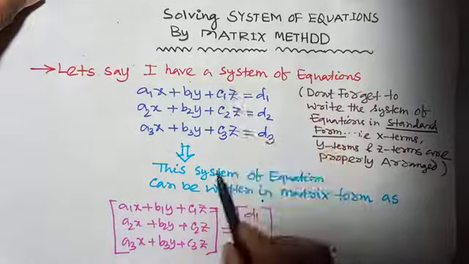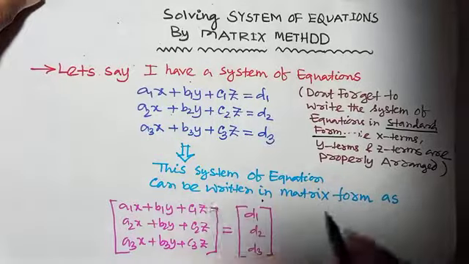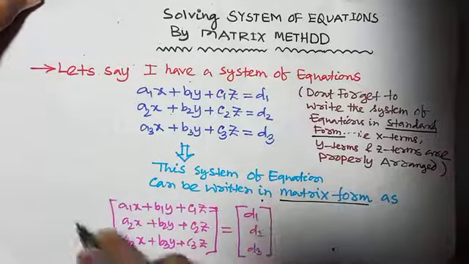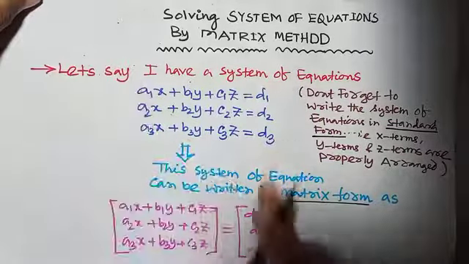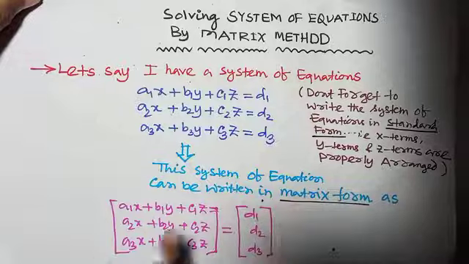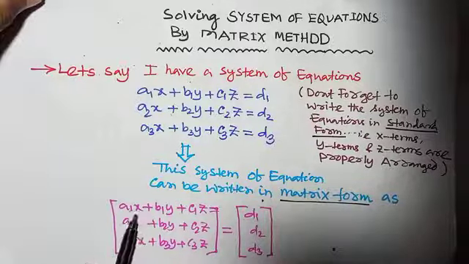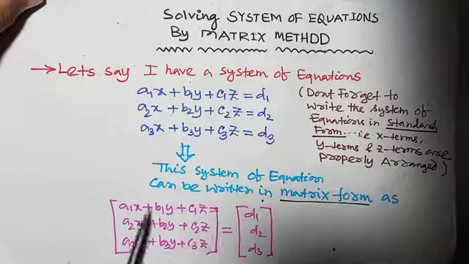this system of equations can be written in the matrix form, like this. The given system of equations in matrix form is something like this: the matrix of a1x plus b1y plus c1z, a2x plus b2y plus c2z and a3x plus b3y plus c3z, that whole matrix equals the matrix of d1, d2 and d3.